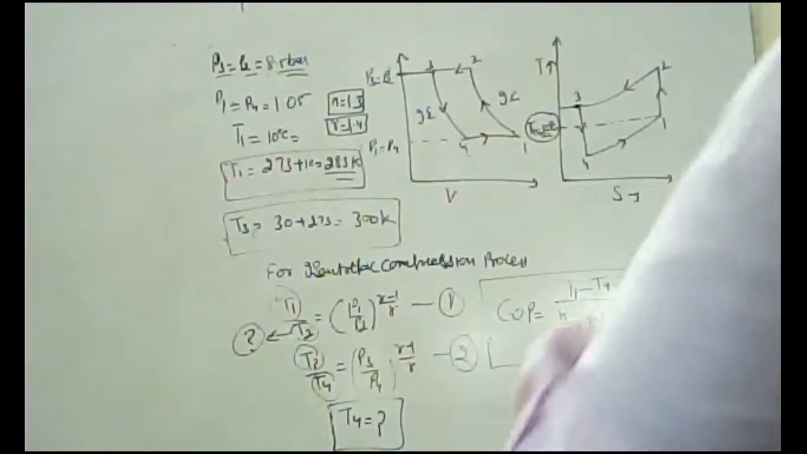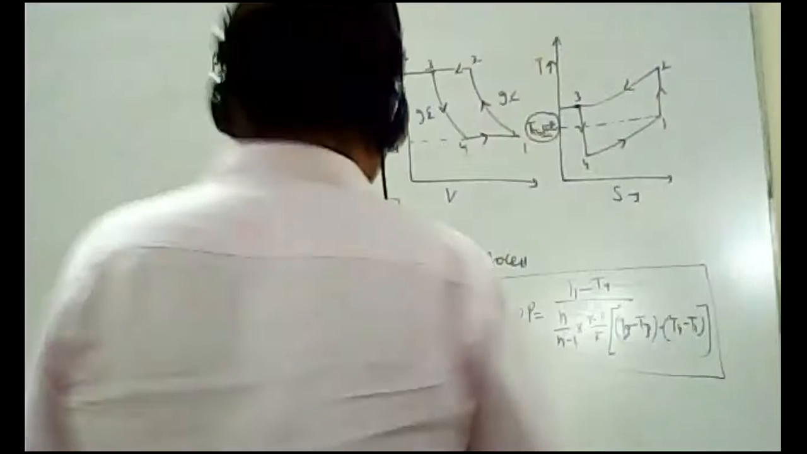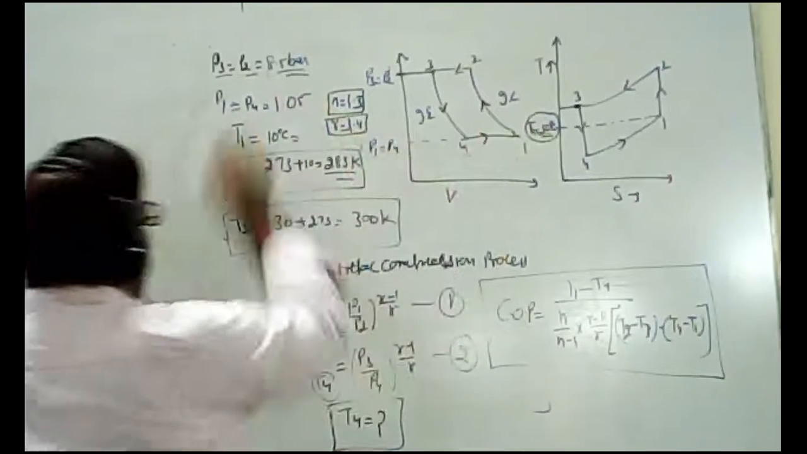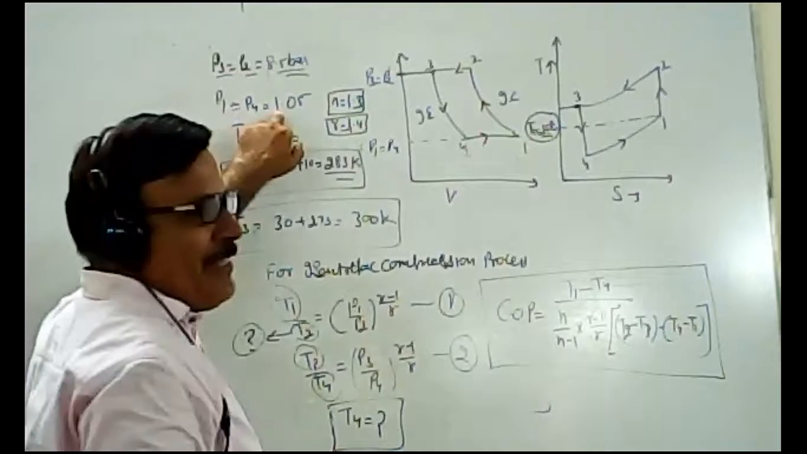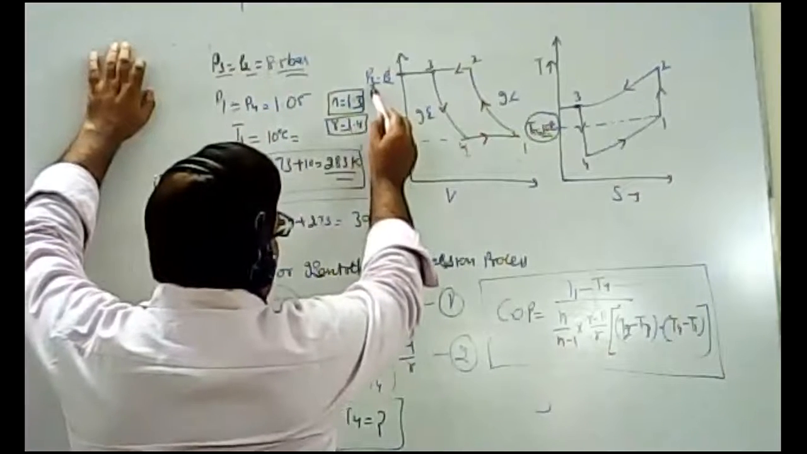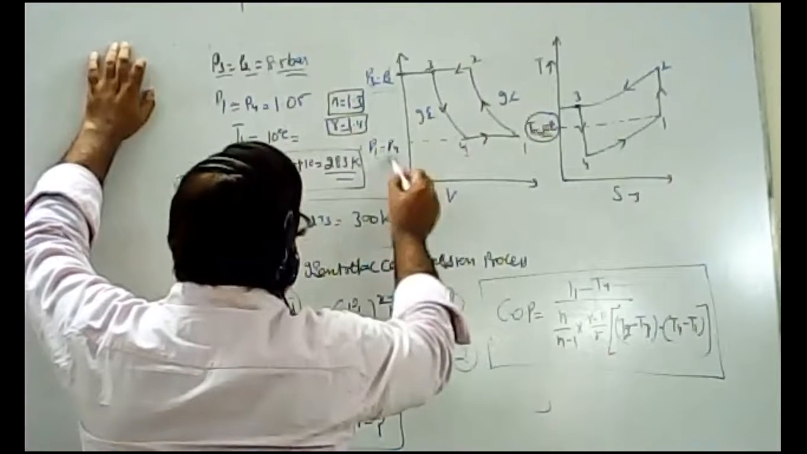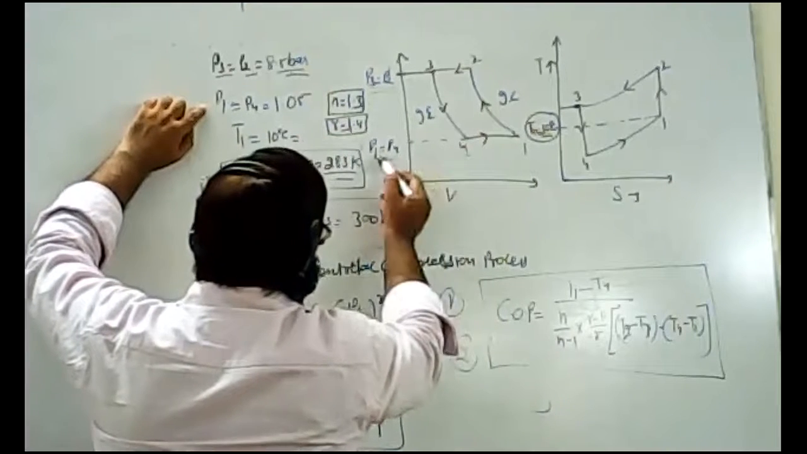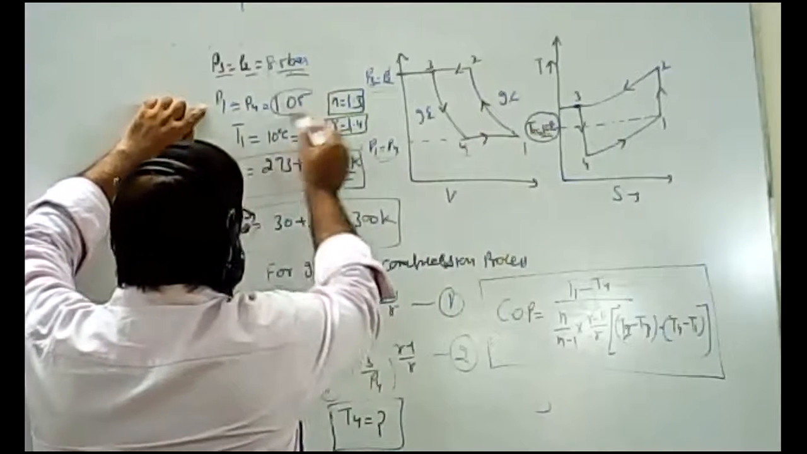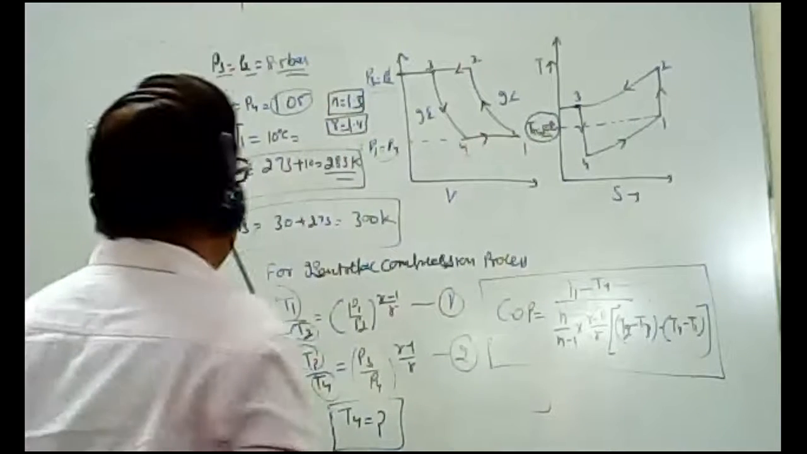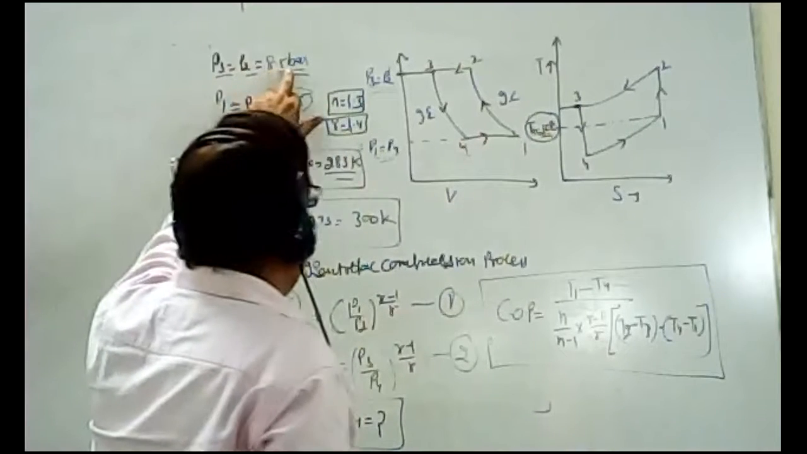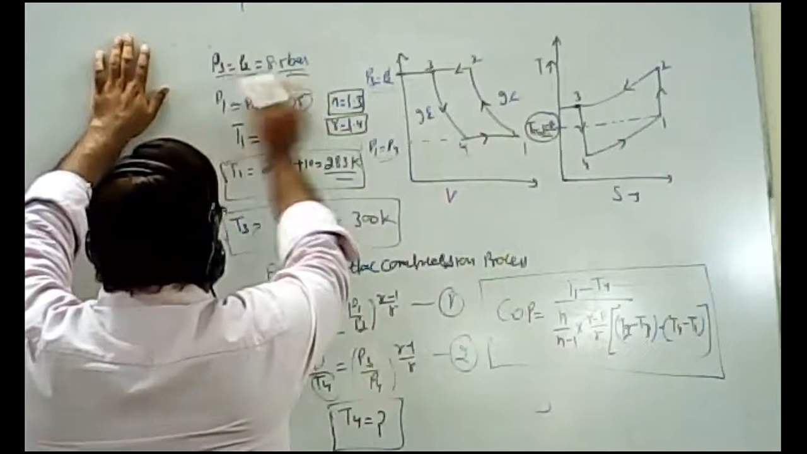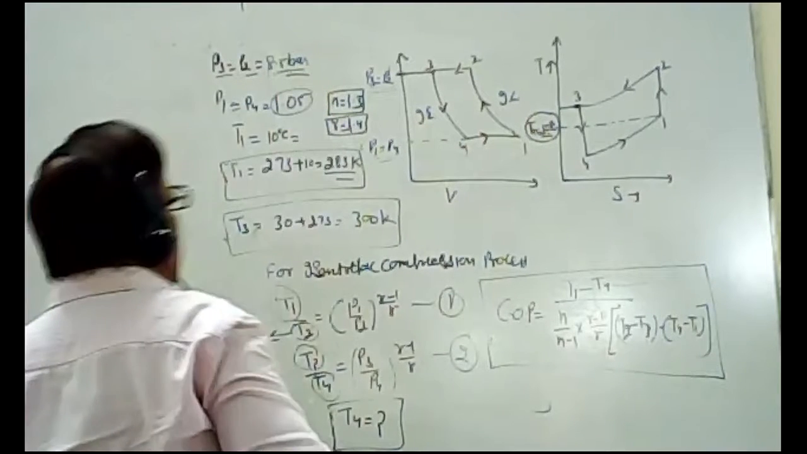So beta, again I am going to solve this numerical. Look at here. First of all, these two values are given: higher pressure and lower pressure. Lower pressure P1 is equal to P4, 1.05 bar, is given in your numerical, and the higher pressure values are also given. P3 will be equal to P2, 8.5 bar.